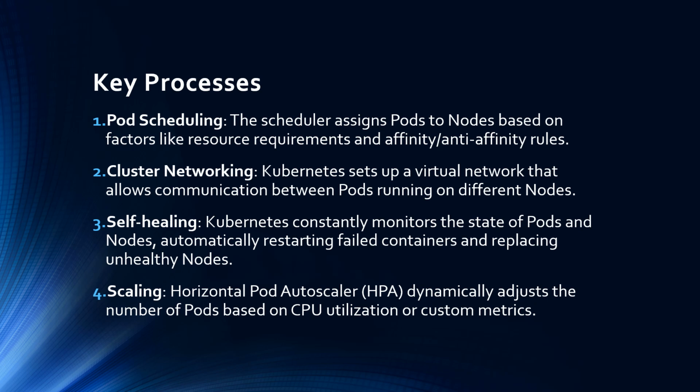Cluster networking is a complex but essential process that enables communication between pods across different nodes. Kubernetes sets up a virtual network where each pod gets its own IP address. Pods can communicate directly with other pods. Services provide stable networking endpoints. Network policies control traffic flow. Understanding this process is crucial.